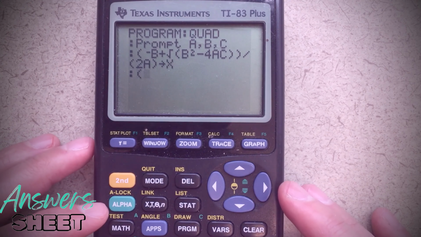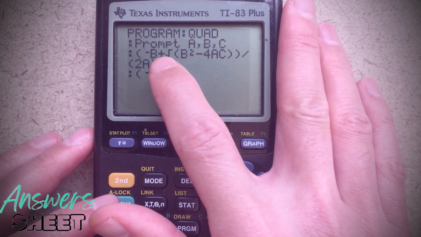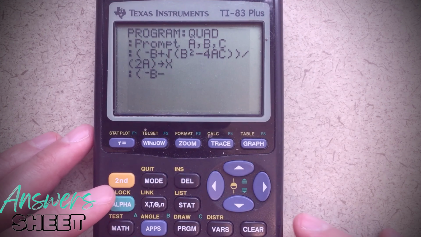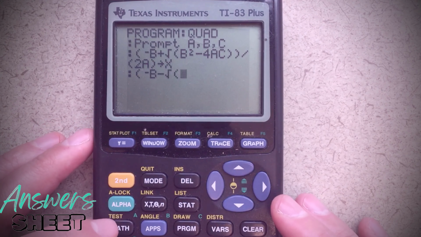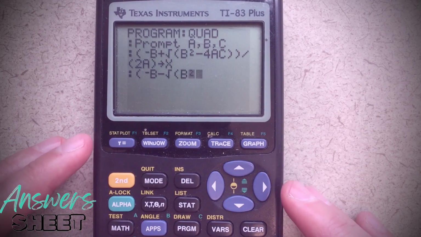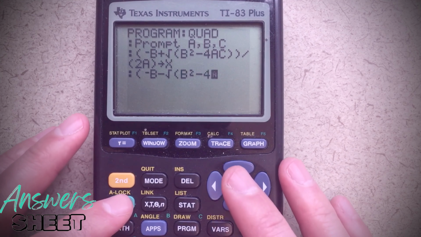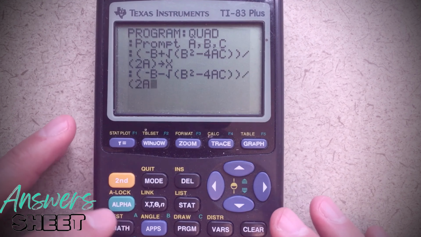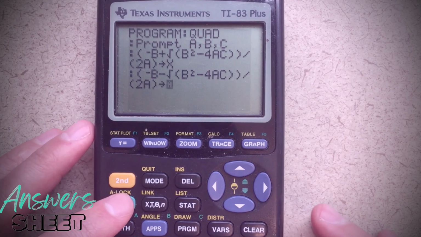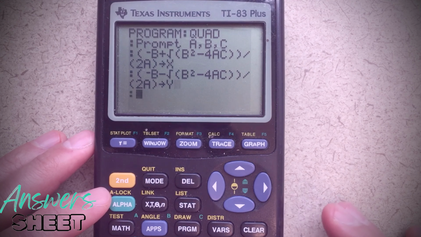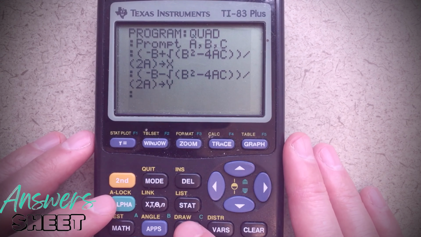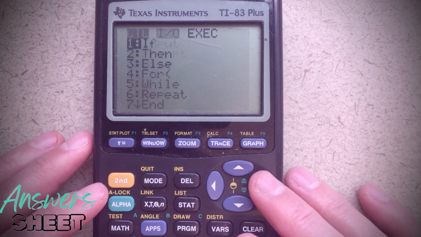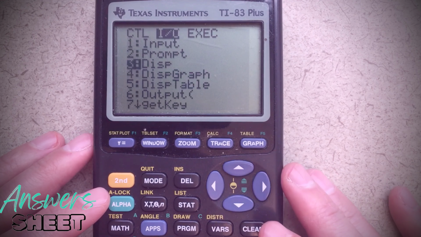Now we're going to basically just redo it, re-enter it, but in this case, instead of a plus, we're going to enter the minus version of the equation. So this is going to be the plus or minus part: b squared minus 4ac, two parentheses over 2a, STO, y. Now for the last line, we're going to hit this program button again, and now we're going to select Display.